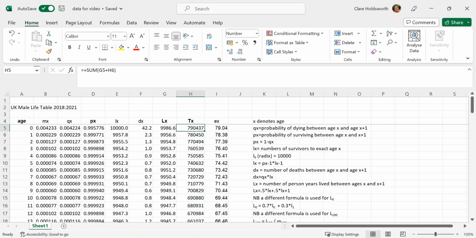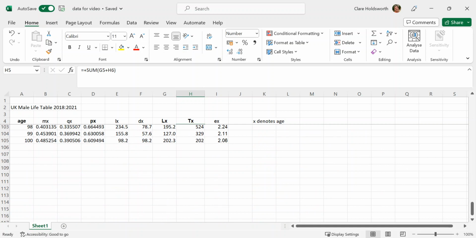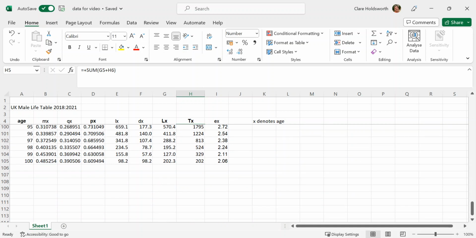And the actual formula that I have used for that, I've kind of started from the bottom. It's actually easier to think about calculating the TX starting from the bottom. So we go to the bottom of the life table, the T100, that's going to be the same as the big LX. So the number of person years lived at age 100 is the same as the total number of person years lived after 100. So that value is the same.